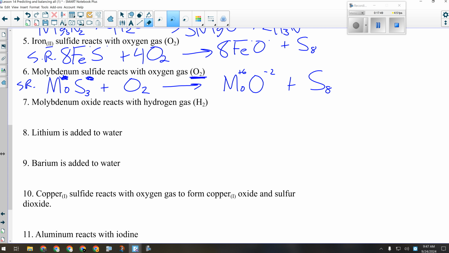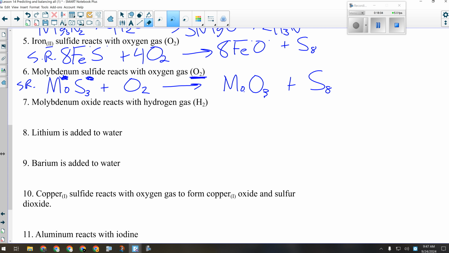If I drop and swap, I get 2 and 6, which can be reduced to 1 and 3. So we got MoO3, okay, and then we got to balance that. Gonna be some big numbers here.